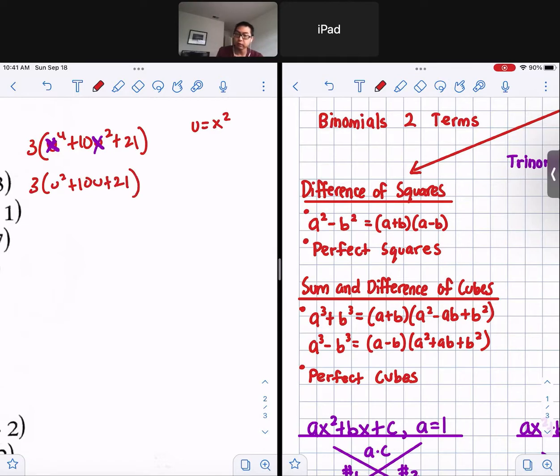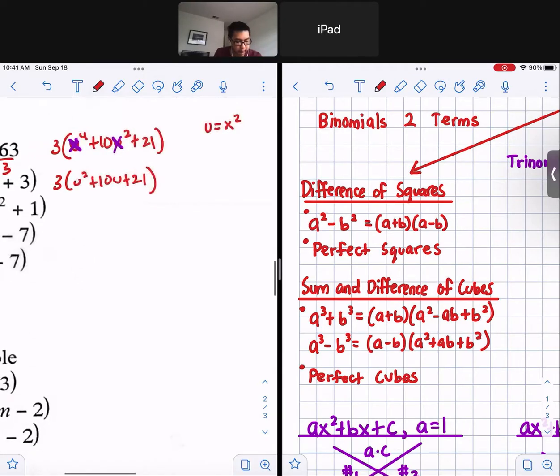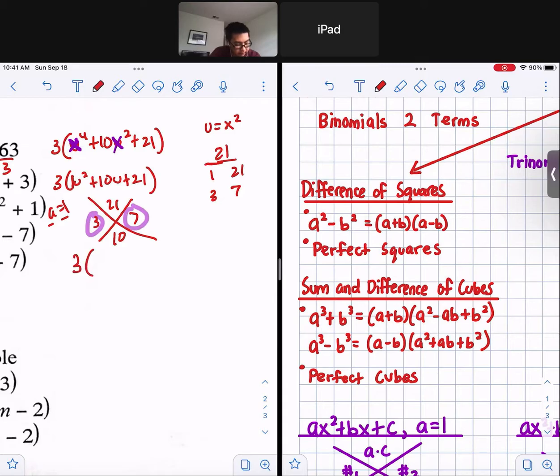And is this an a equals 1 case or an a is greater than 1? Definitely a equals 1, which means we just use our two side numbers as our factors, right? Factors of 21, 1 and 21, 3 and 7. The only combination that works is 3 and 7. And because a equals 1, we just use our two side numbers, right? u plus 3, u plus 7.